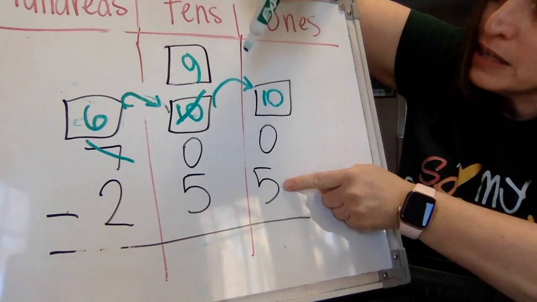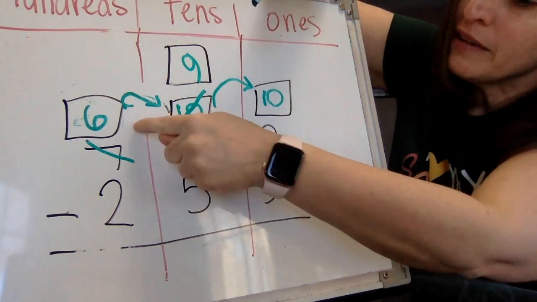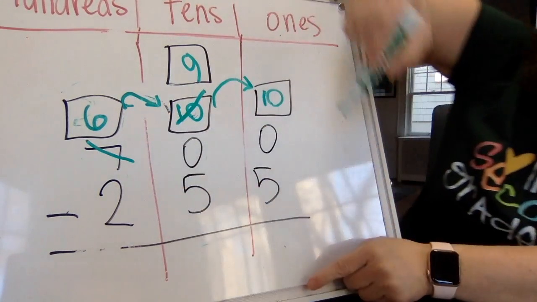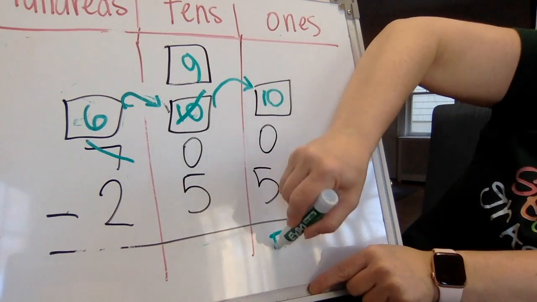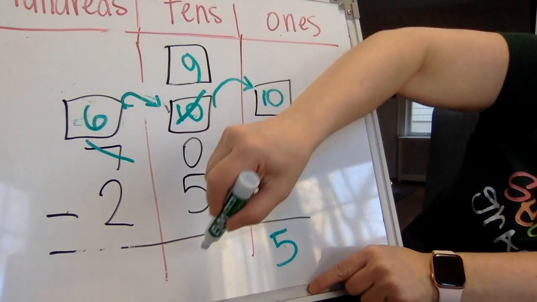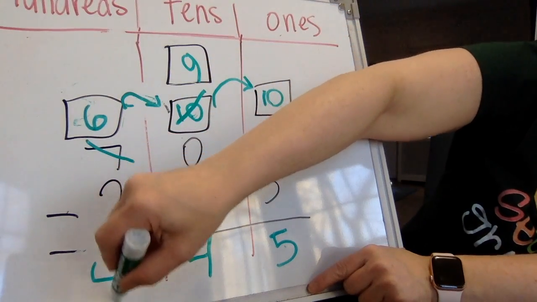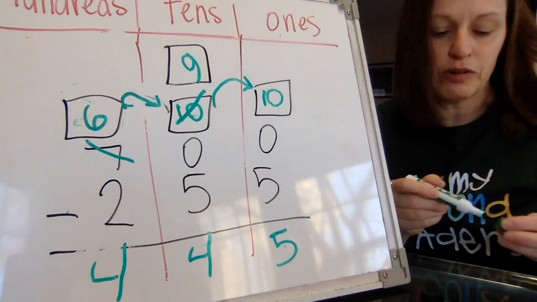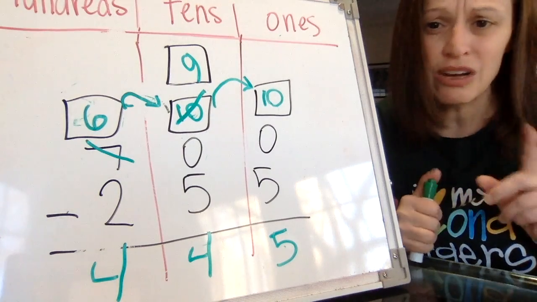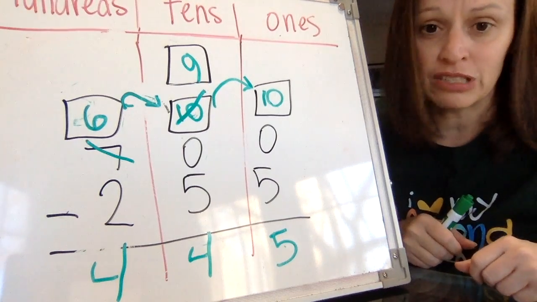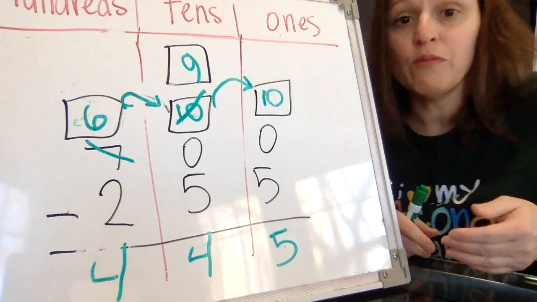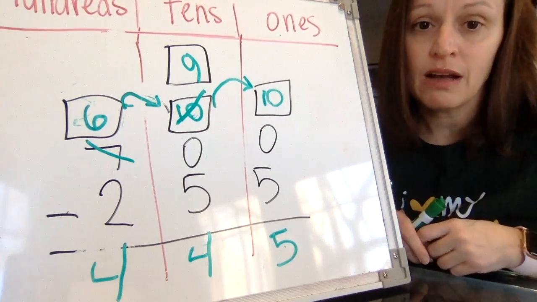So now I have 10 minus 5, 9 minus 5, and 6 minus 2. So 10 minus 5 is 5. 9 minus 5 is 4. And 6 minus 2 is 4, making the answer 445. I know it seems complicated. It's actually not. You just have to go over one more to the hundreds column to get one.